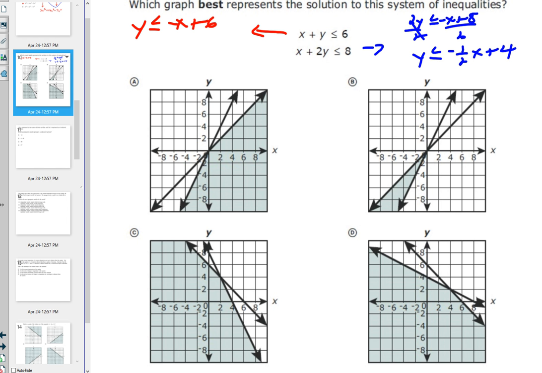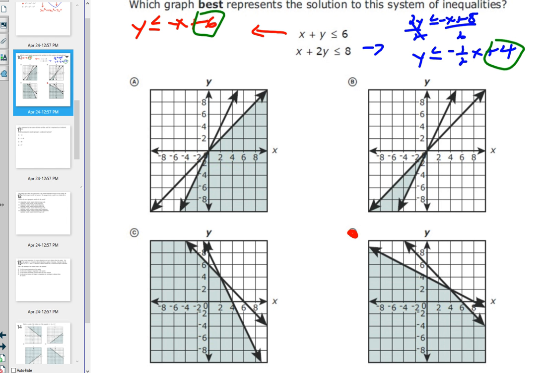But all of these have solid lines. I'm looking to see one of my boundaries should cross through 6, and the other one should cross through 4. So that's the next thing I would focus on. Which one of these has a boundary crossing through 6 and a boundary crossing through 4? Looks like it's only one of them. Yeah, it looks like these are the only ones.